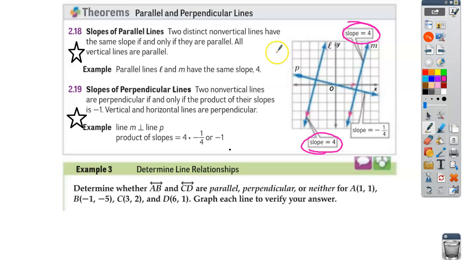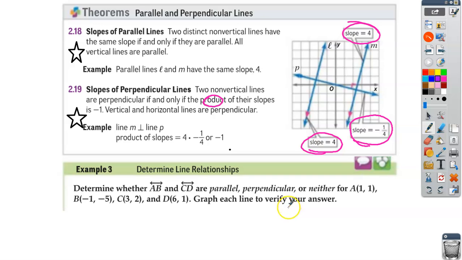Perpendicular lines are two lines that have different slopes, but the product of their slopes, product meaning multiplication, is -1. Vertical and horizontal lines are perpendicular. In this case, we have a slope of 4. This line, P, has a slope of -1/4. That is a perpendicular slope. When you multiply 4 times -1/4, you get -1. So let's do a couple examples.